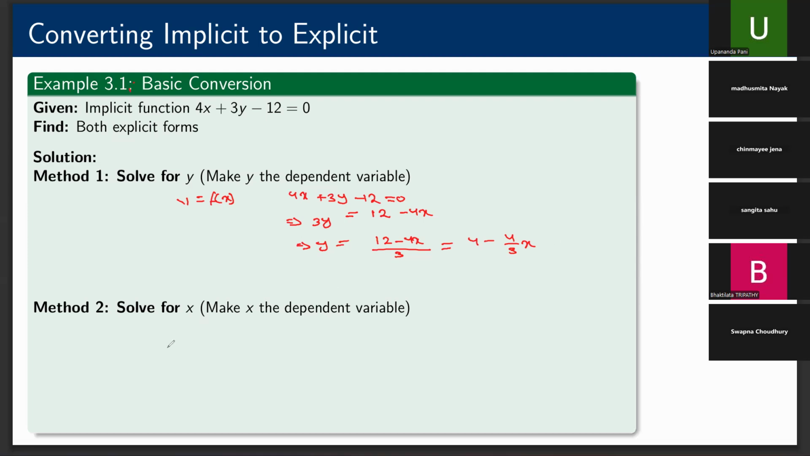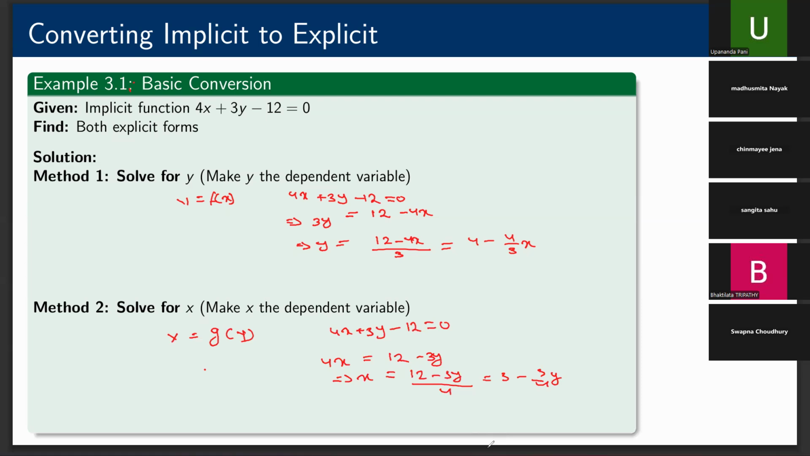Second, if I take x as my dependent variable, then my function will be x as a function of y. On the left side I'll put x, and on the right side I'll put y. How to do it? Given that 4x plus 3y minus 12 equal to 0, put the term having x, this is 4x, on one side and take the others to the opposite side: 12 minus 3y. So that implies what is x? x equal to (12 minus 3y) divided by 4, that is equal to 3 minus 3 by 4 times y. It is clearly x explicitly represented in terms of y. So it becomes an explicit function.